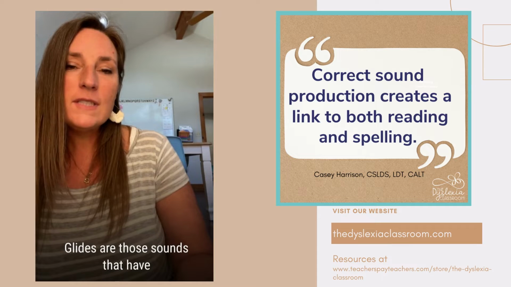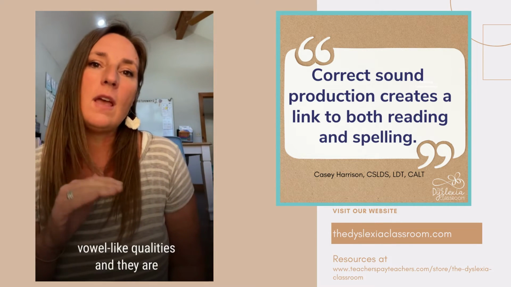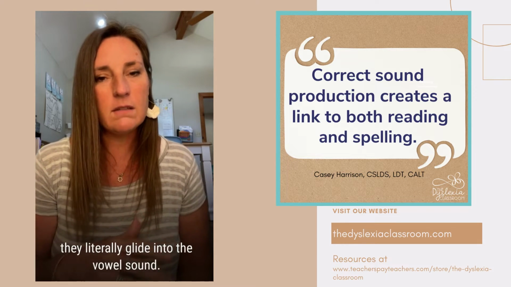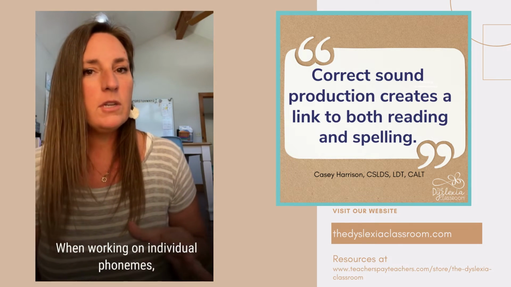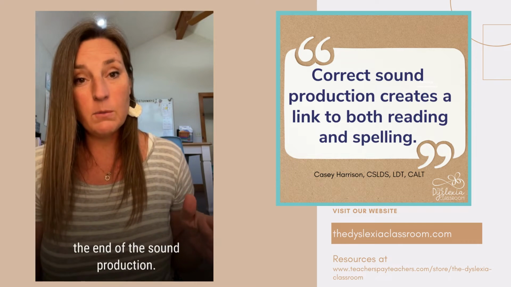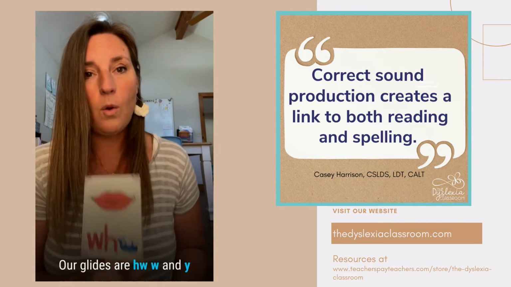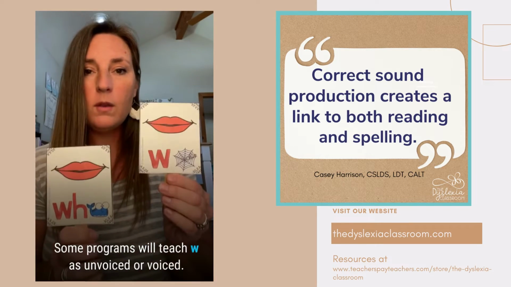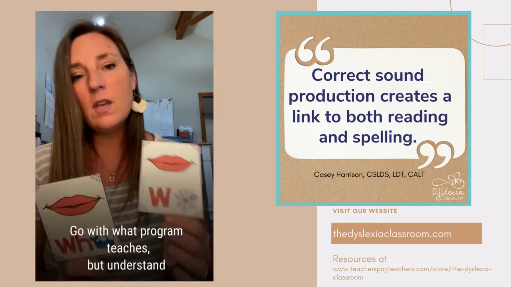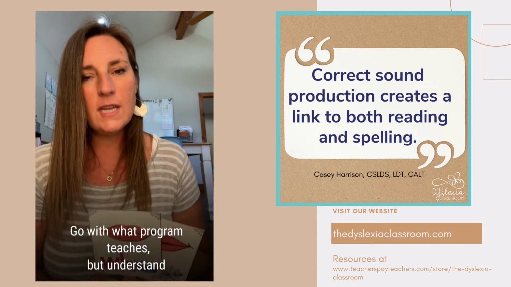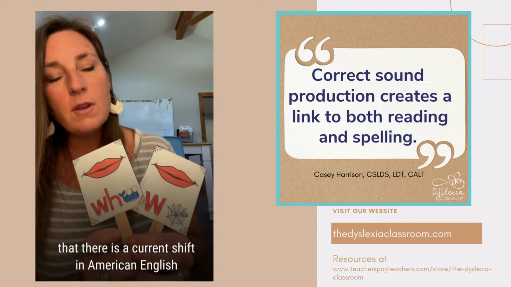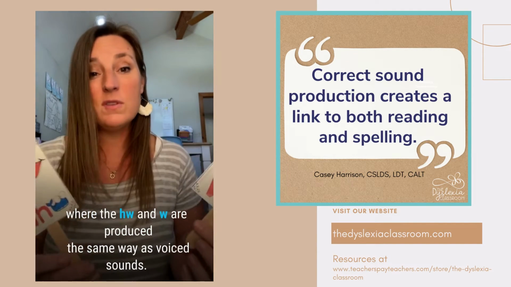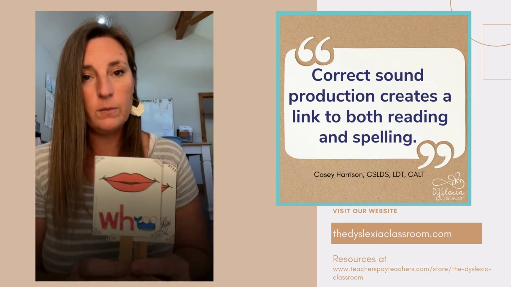All right, glides are those sounds that have vowel-like qualities and they combine with vowels. They're almost always followed by a vowel, so like literally gliding into the vowel sound. When working on individual phonemes, we want to try to keep the vowel sound from the end of the sound production. So our glides are W and Y. Some programs will teach W and WH as either voiced or unvoiced. Go with what your program teaches, but understand that there is a current shift in the American English right now where W and WH are being produced the same way, both as voiced sounds. So decide what's going to work for you.